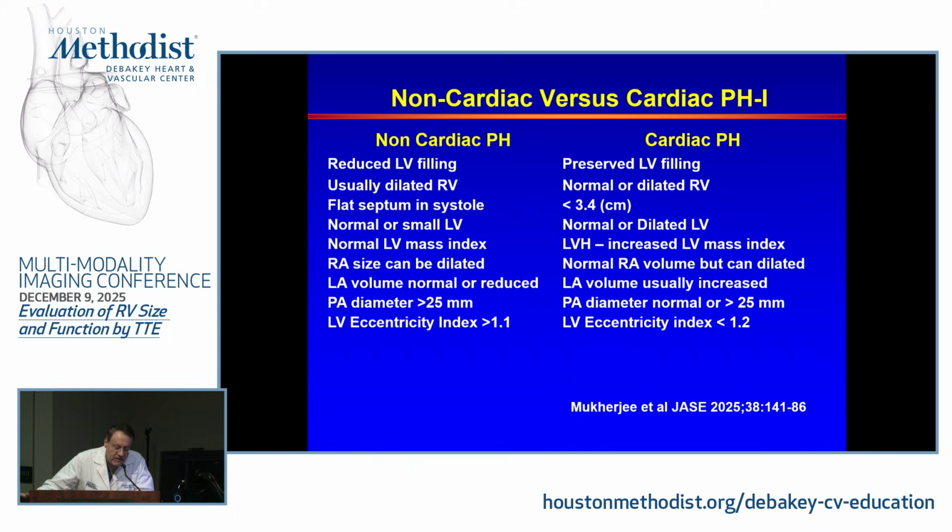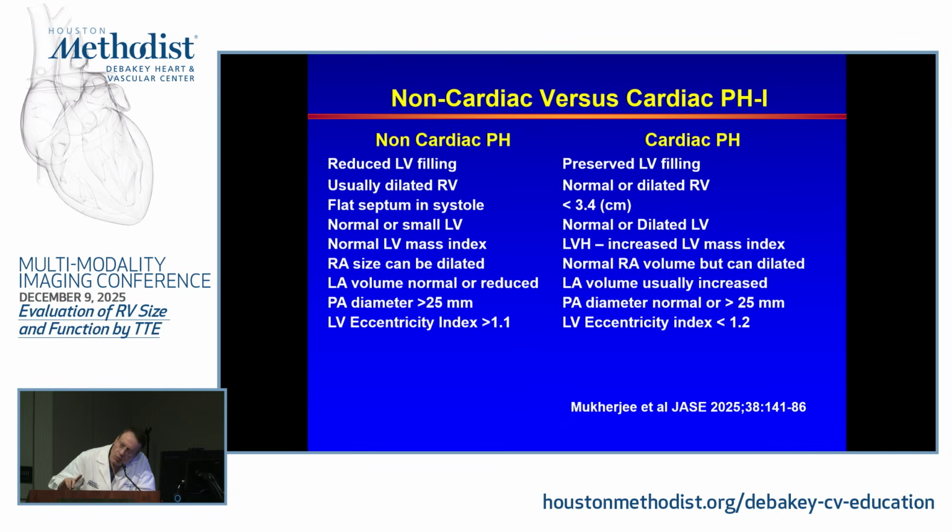On the left side, LV mass index is normal. LA volume, as we mentioned earlier, is normal or reduced. PA diameter should be dilated, and the eccentricity index the way you see it. The opposite of that is for cardiac or group 2 pulmonary hypertension.